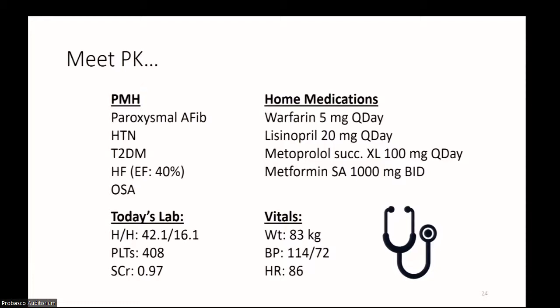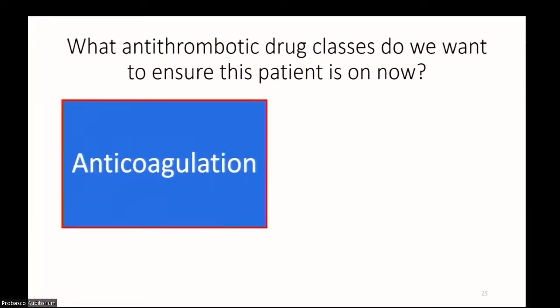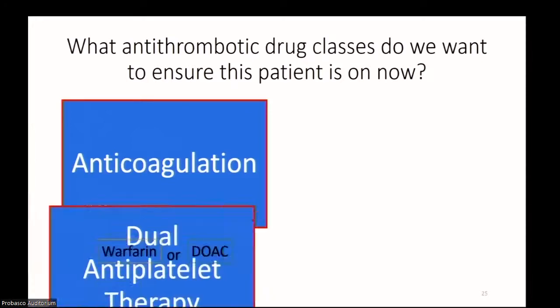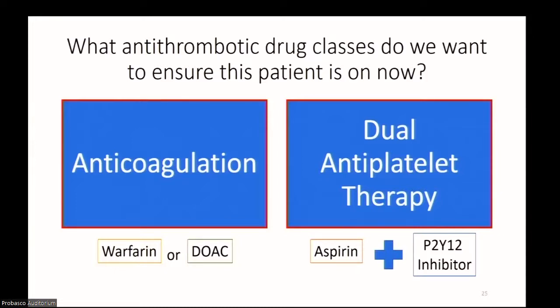So past medical history is significant for AFib, hypertension, type 2 diabetes, heart failure, OSA. So off the bat, we know his CHA2DS2-VASc is greater than 2. Home medications are pertinent for warfarin, labs and vitals pretty unremarkable. So what antithrombotic drug classes do we want to ensure this patient is on now? Well, of course, he needs anticoagulation, right? He has AFib. So warfarin or a DOAC. He also needs dual antiplatelet therapy because he just had a heart attack and has a stent. So he needs aspirin and a P2Y12 inhibitor.